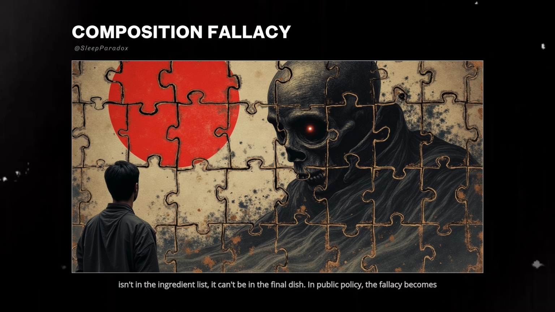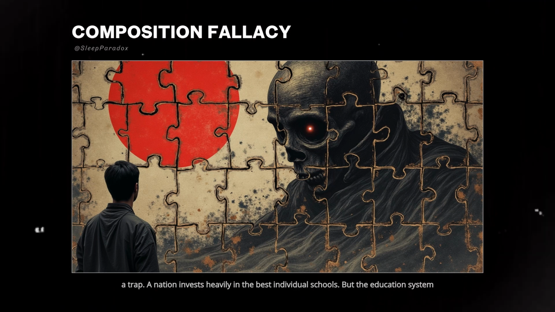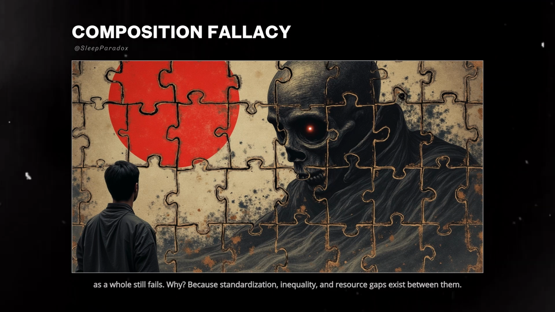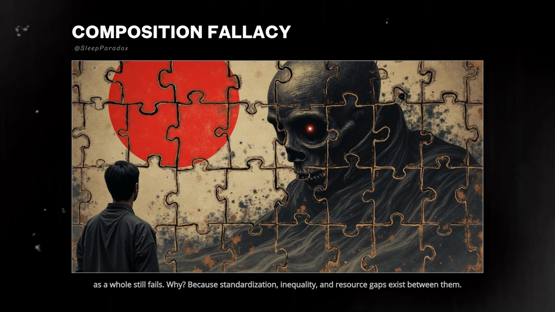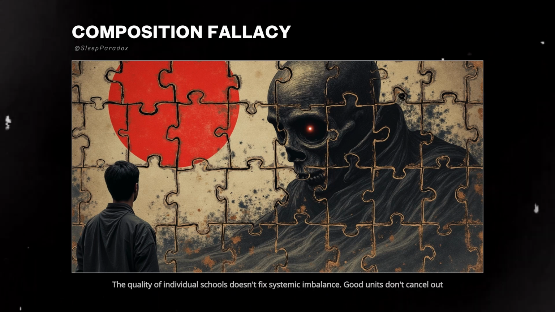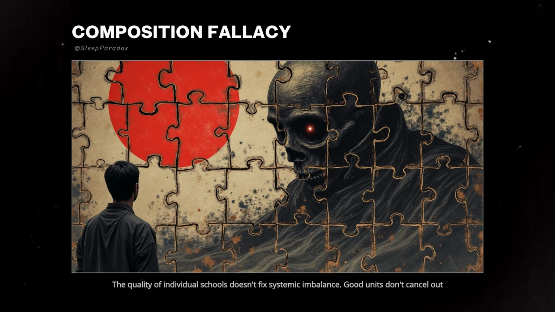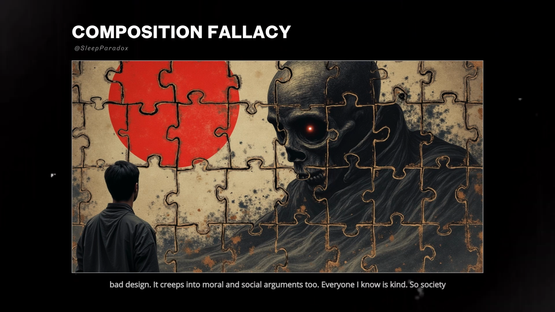In public policy, the fallacy becomes a trap. A nation invests heavily in the best individual schools, but the education system as a whole still fails. Why? Because standardization, inequality, and resource gaps exist between them. The quality of individual schools doesn't fix systemic imbalance. Good units don't cancel out bad design.